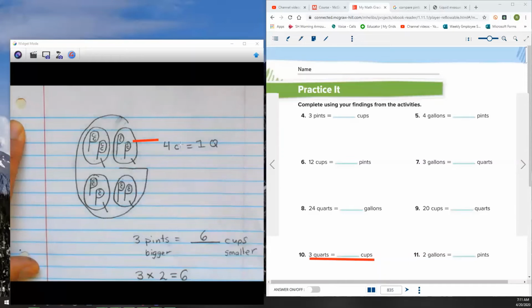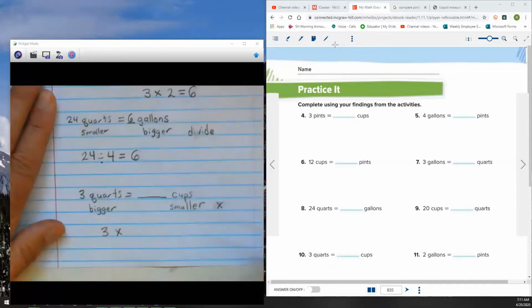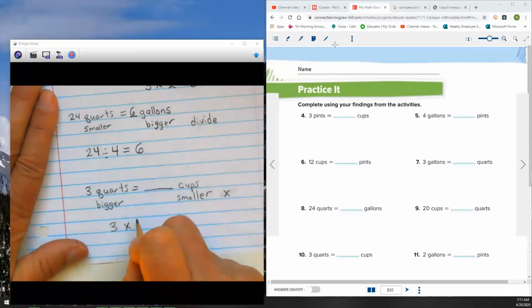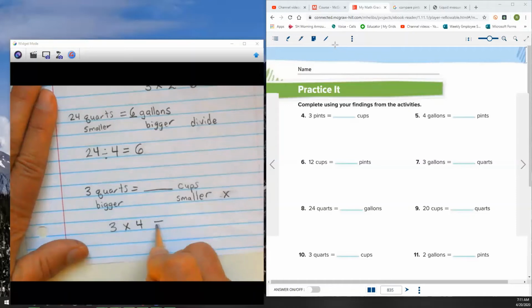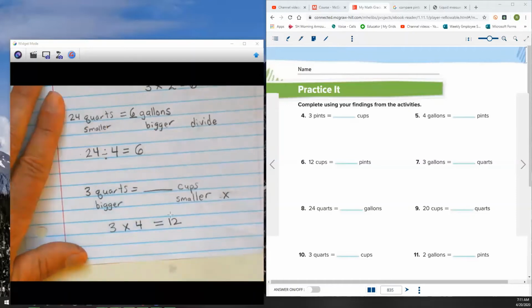And I can use that information down here. I'll go down here and use that information. 4 cups equals 1 quart, to multiply. So I'll take 3 quarts times 4, which is the number of cups in 1 quart, and I'll end up with 12. So I have 3 quarts equals 12 cups.